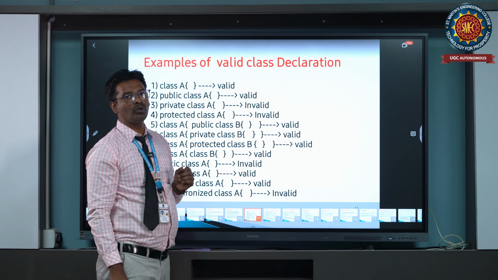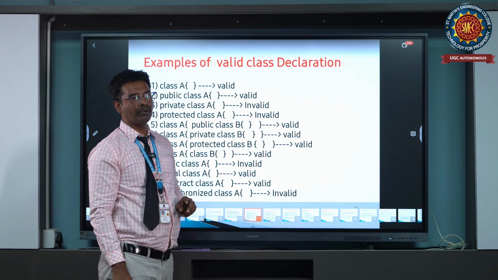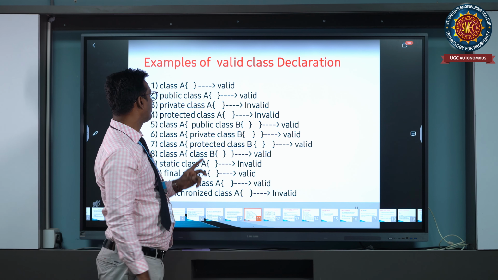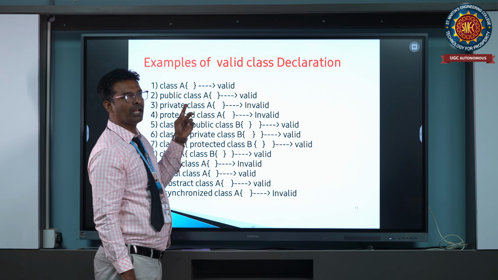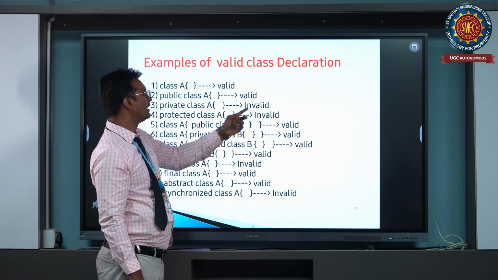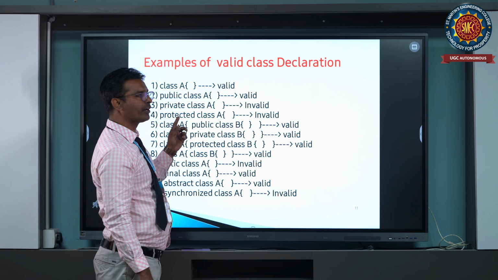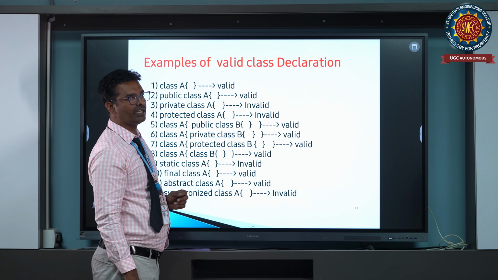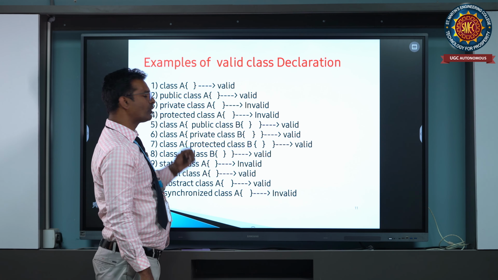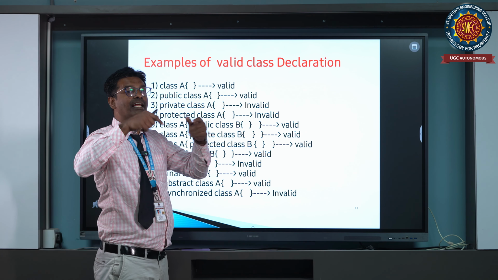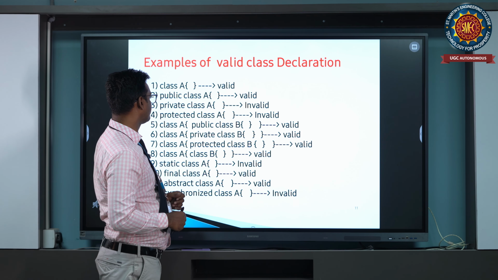I already told you that, along with classes, only two access modifiers are allowed: default and public. But here private is given, so private is not acceptable for a class. That's why it is an invalid class declaration. Next, protected is also not allowed while declaring a class. Private and protected are used in inner classes, not outer classes.